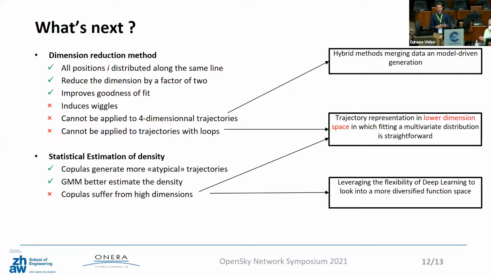To overcome also this difficulty, we can also work on the representation space by trying to find some representation of the trajectories that are even in a lower dimensional space in which we have fewer features, and so it is easier to fit these multivariate distributions. Another way, of course, to improve those copulas is to leverage the flexibility of deep learning in order to look into a more diversified space of functions, and so maybe to have more complex copulas to describe our datasets.